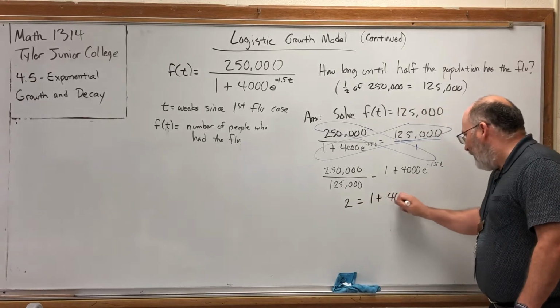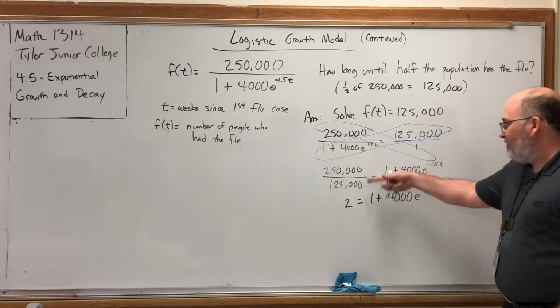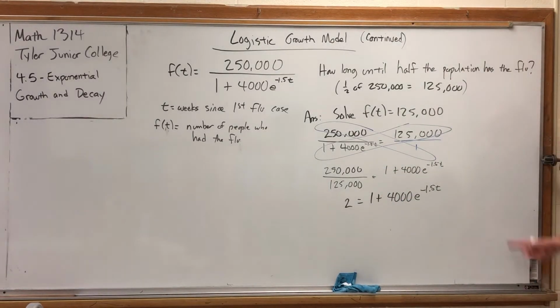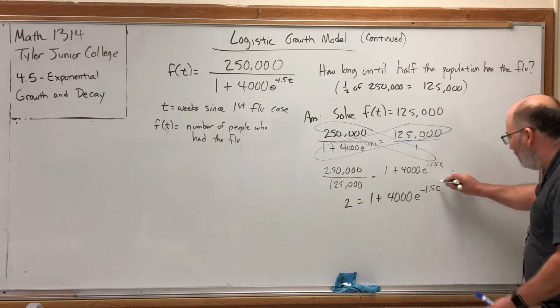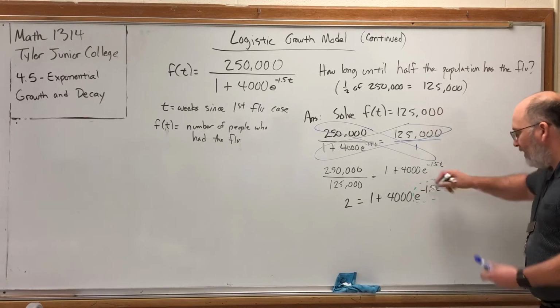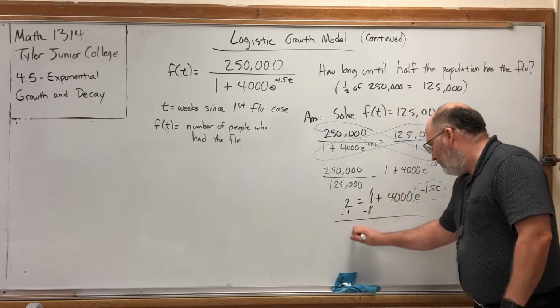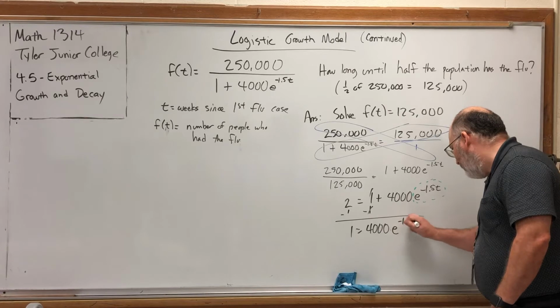And it really wouldn't have mattered the size of the population. Anytime you take a population and divide it by half of it, you'll always get 2. Hey, look, it's a little bitty exponential equation. Let's see how quickly we can solve it. We need to isolate the exponential term. So I have to get rid of the 4,000 and the 1. The 1 is easy, subtract 1 from both sides. Now we get 1 equals 4,000 e to the negative 1.5t.